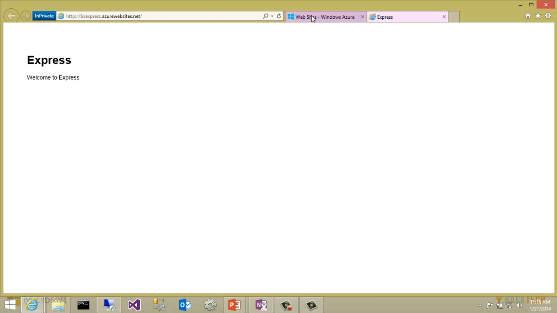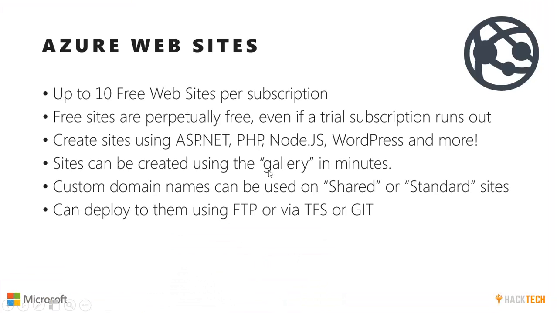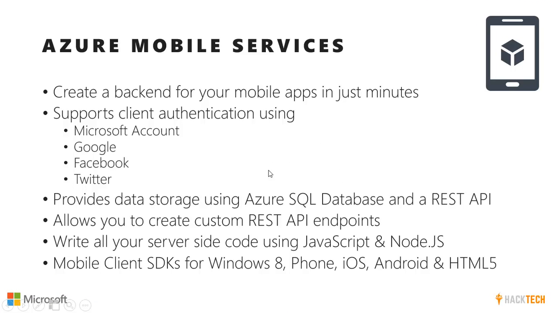So pretty cool. So the other type of service that's really useful to hackathon attendees is Azure Mobile Services. These give you a really easy way to create a backend for your mobile application. And we support your users logging into your app with Microsoft accounts, Google, Facebook, Twitter. They can store data in an Azure SQL database that's up in Azure, but we give you a very simple RESTful API to consume that.